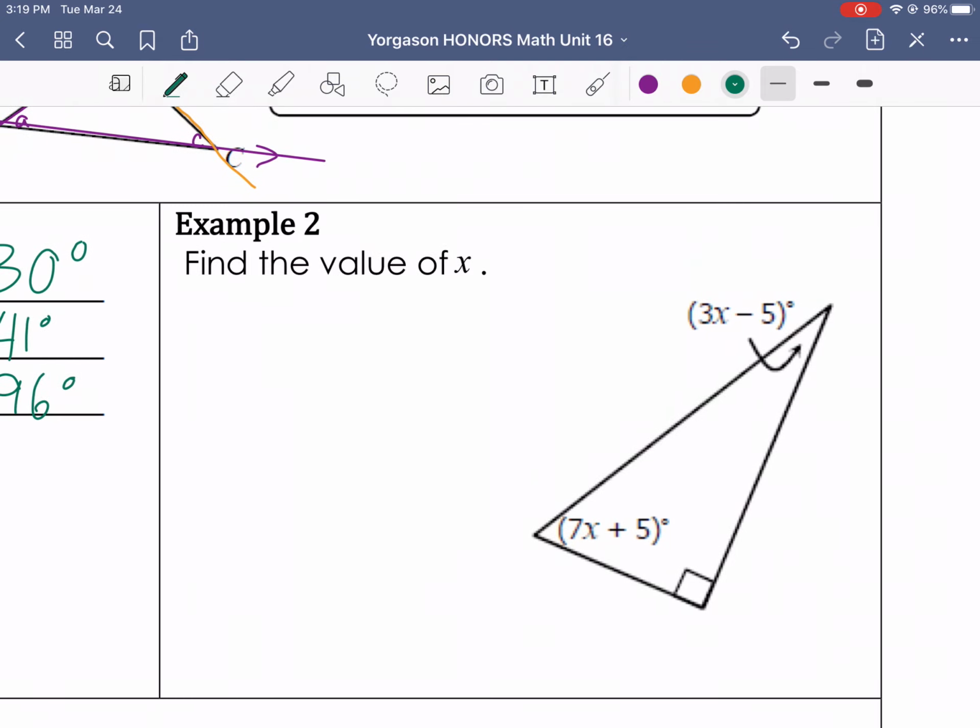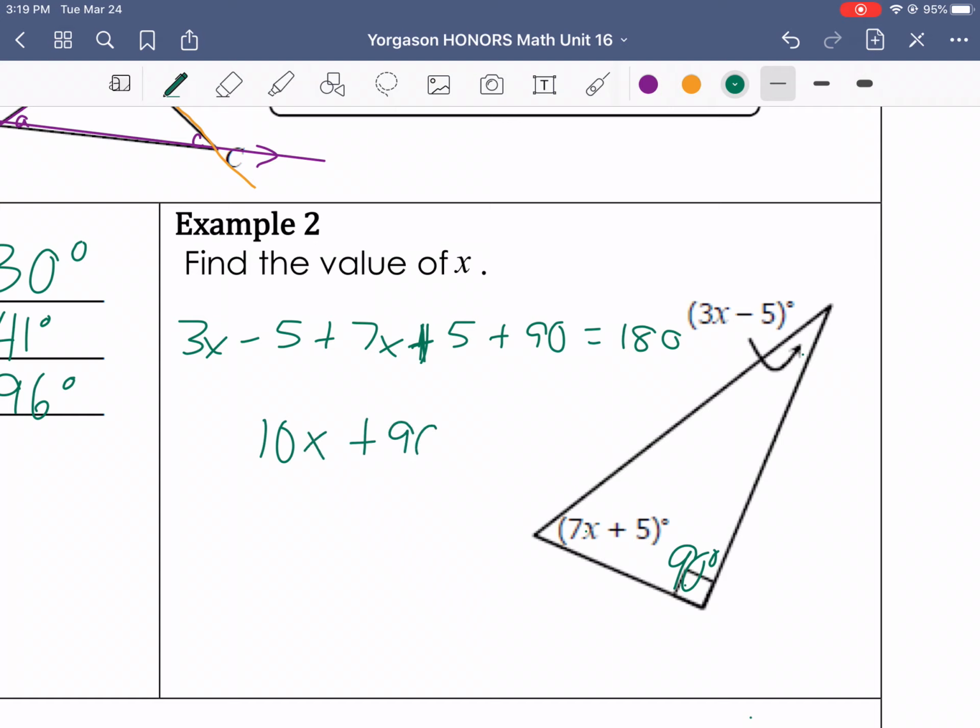Okay, let's look at example 2. I want you to maybe pause for a second, see if you can solve this one on your own. What we know about this is one of the angles is 90 degrees. And if I add up all three angles, it should equal 180. So I could do 3x minus 5 plus 7x plus 5 plus 90 altogether has to equal 180 degrees. Sorry, it's imperfect writing there. So that gives us 10x plus 90 equals 180. Subtract 90 from both sides, divide by 10, and we would find that x ends up being 9.